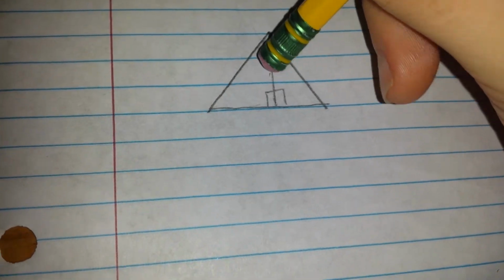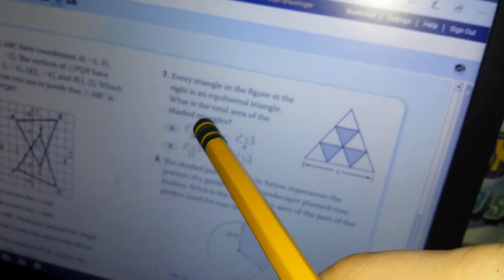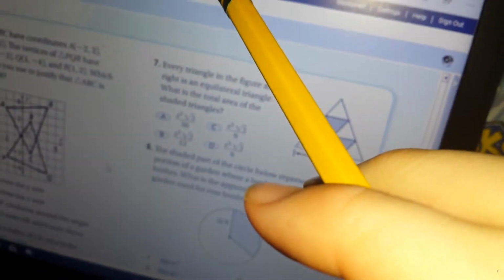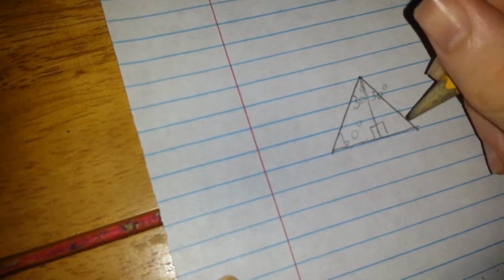Now you may be wondering, how do we find the angles of this triangle? Well, in the directions it says that all the triangles are equilateral triangles, and all equilateral triangles are equiangular, and if a triangle is equiangular, all of the angles have to be 60 degrees. And since we're splitting this triangle into 2, that means that the top angle up here is 30 degrees, this is 90 degrees, and then that leaves these to be 60 degrees.